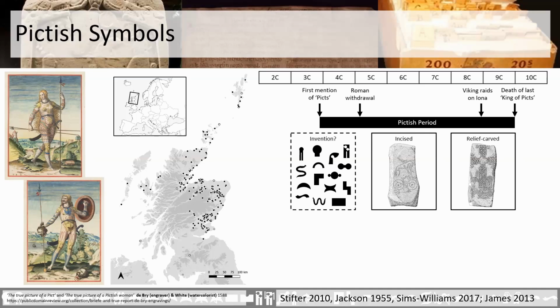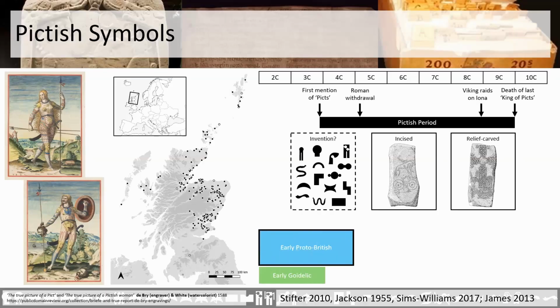We get this first type of monument that really flourished around the 6th century after the Roman withdrawal. And then much later in the 8th, 9th century, we start to see relief carved monuments that also have Pictish symbols and, as you can see, overt Christian iconography.